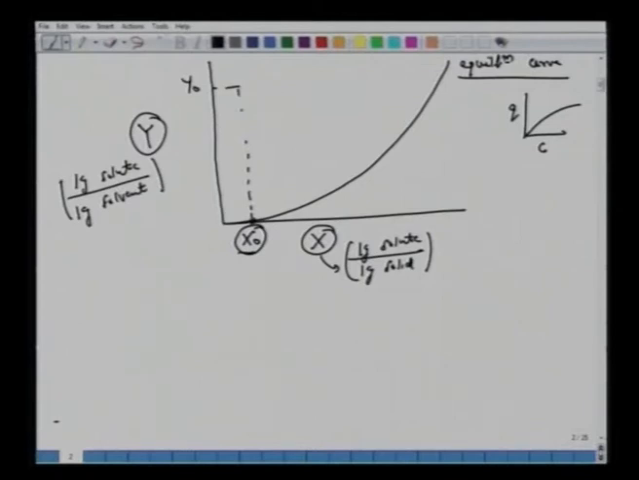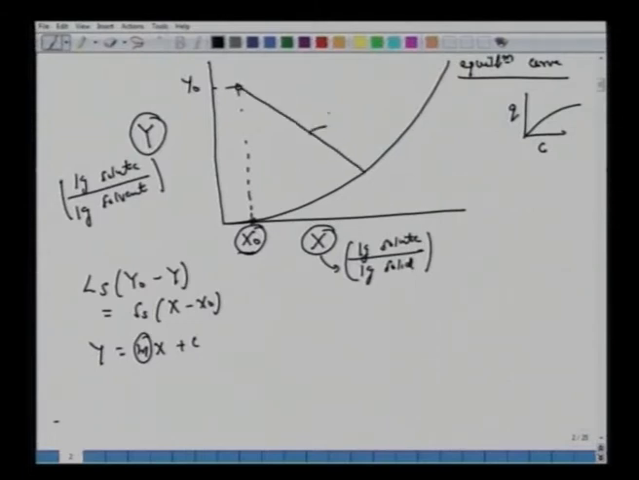Okay. So if you look at the balance equation which we had, Ls (y0 minus y) equals Ss (x minus x0). So y equal to mx plus c. You can notice that the slope will be negative. So this is the operating line equation. This would be minus Ss by Ls, the slope of this curve.